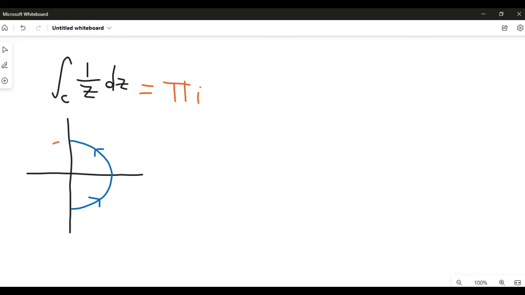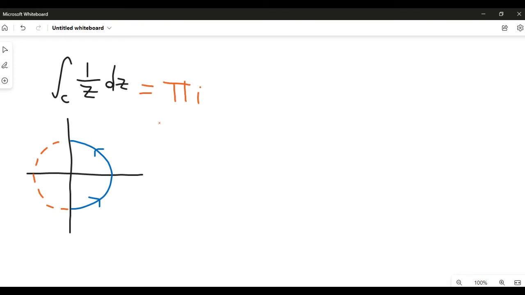So there's kind of a missing half over here. And we want to prove that if you integrate 1 over z just around this half of the circle, then you'll get a result of pi times I.